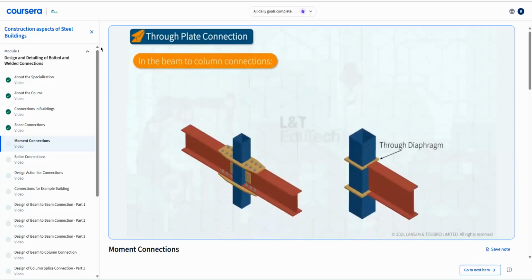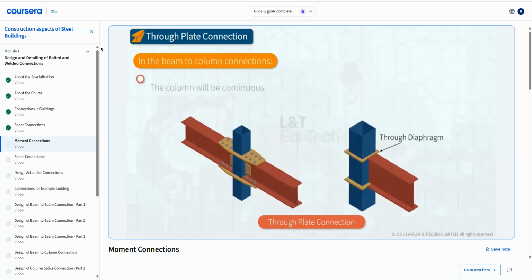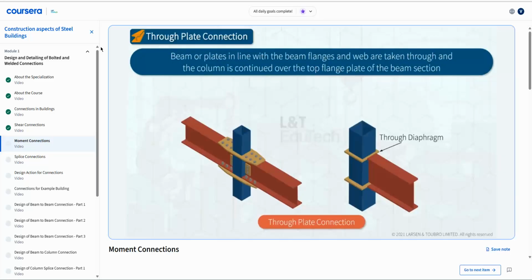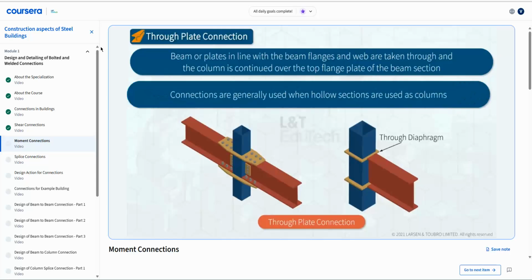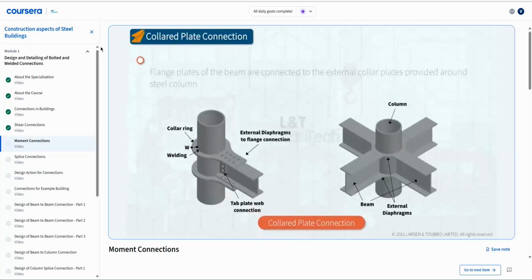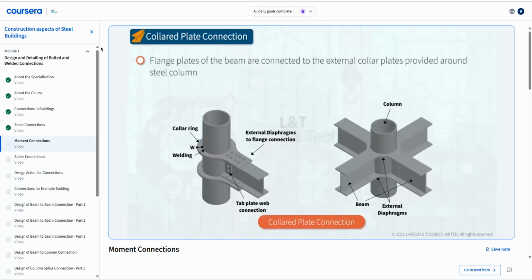In the beam to column connections we have seen so far, the column will be continuous and the beams are attached to the column. However, in some cases, the beam or plates in line with the beam flanges and web are taken through and the column is continued over the top flange plate of the beam section. This type of beam to column moment connection is generally used when hollow sections are used as columns. In this case, the flange plates of the beam are connected to the external collar plates provided around the steel column. These types of connections are also generally used for hollow section column cases.